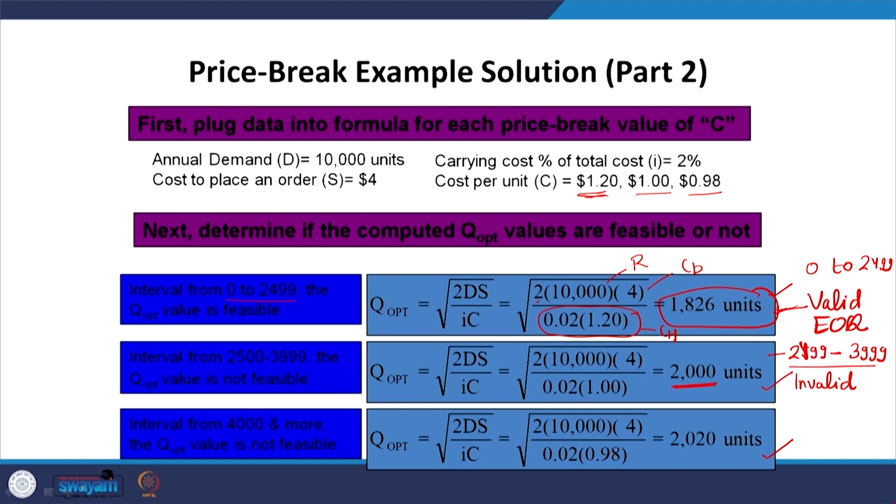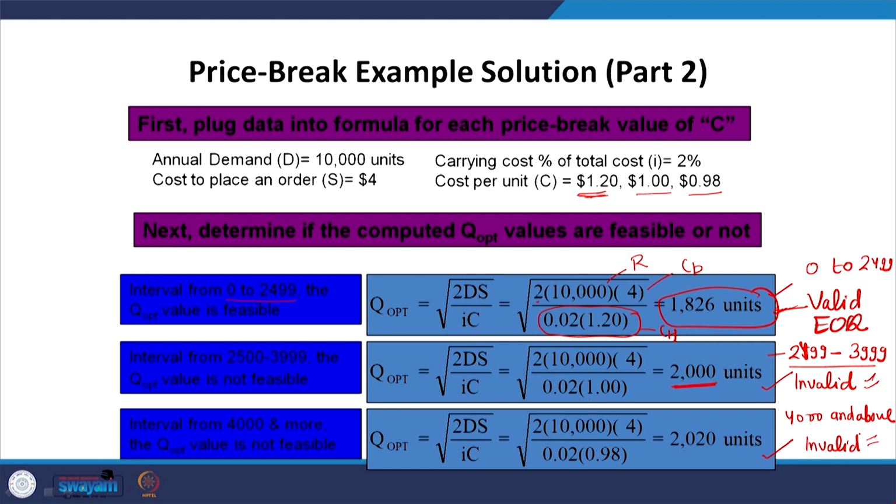Similarly, this price of 98 cents is applicable for order quantity 4000 and above. The order quantity is 2020, and 2020 is less than 4000. So, this is also invalid. So, out of the 3 EOQs which we calculated for $1.20, $1 and 98 cents, only one EOQ is valid, that is for $1.20. So, these 2 EOQs are invalid. Please see that these are invalid EOQs.